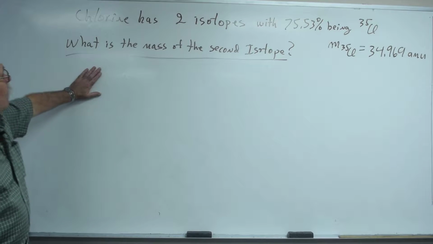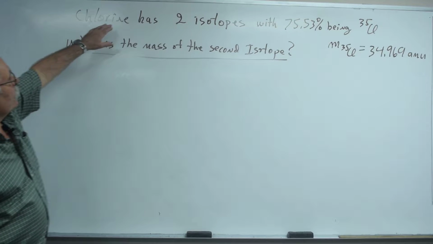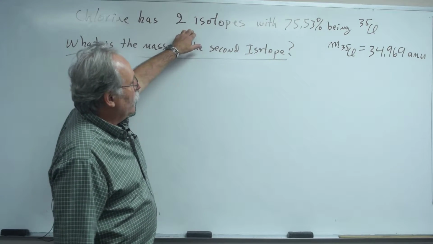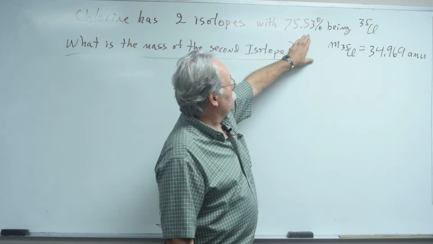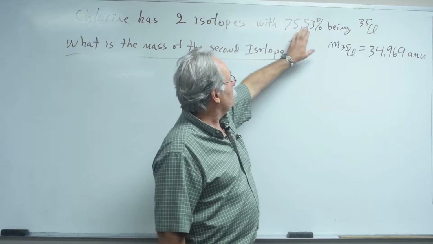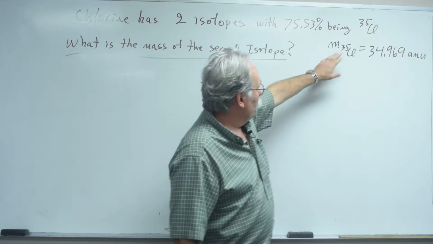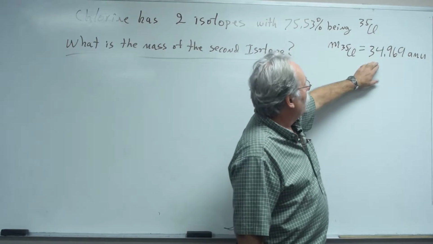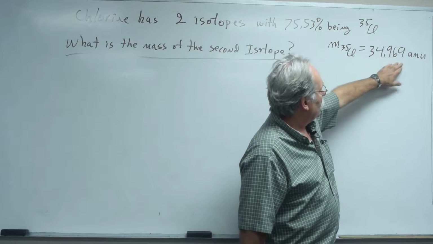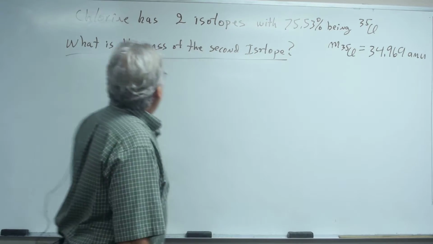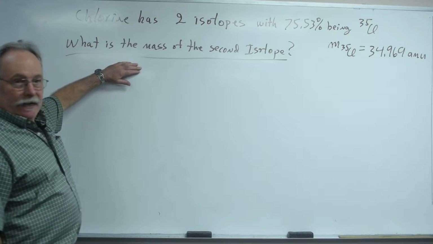Okay, in this problem, we're given the fact that chlorine has two isotopes, and we're given the mass and the percent fraction of one of them. That is 75.53% chlorine-35, and chlorine-35 has an atomic mass of 34.969 AMU, and we want to know the mass of the second isotope.